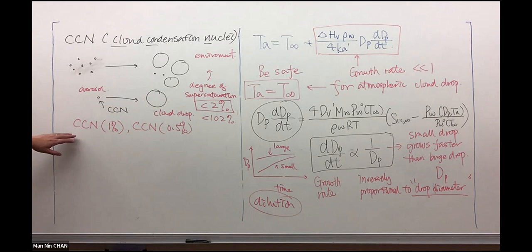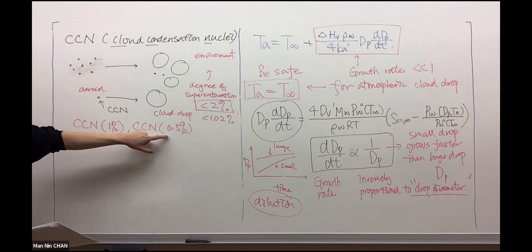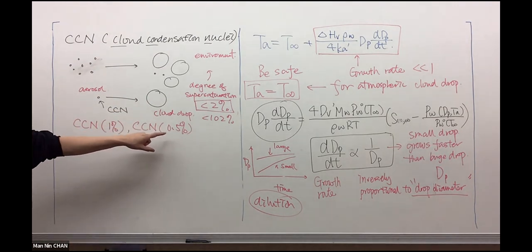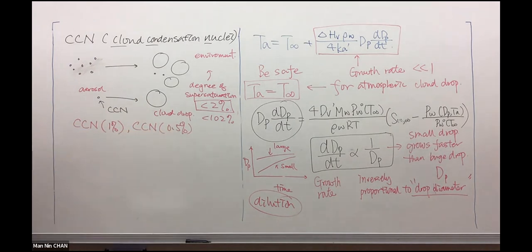Now, how do people determine this CCN? Because this tells you the number of aerosols that can activate to form cloud droplets under certain conditions, for example 1% degree of supersaturation or 0.5% degree of supersaturation.